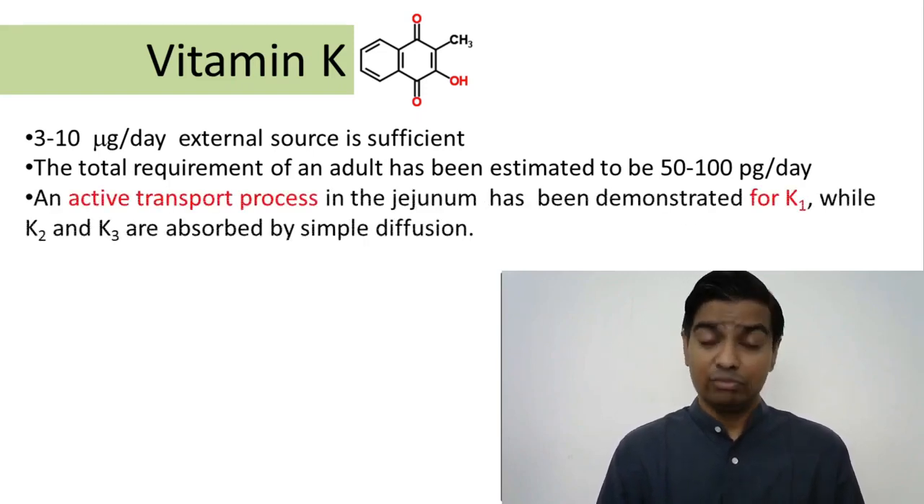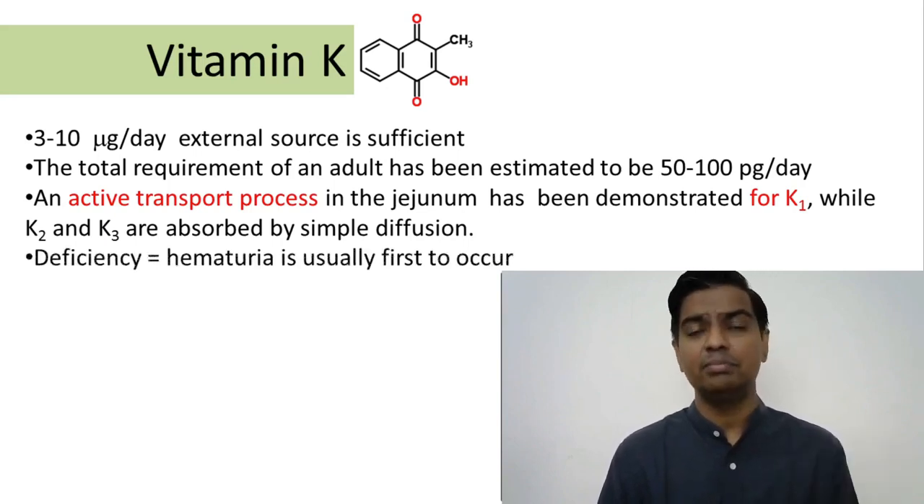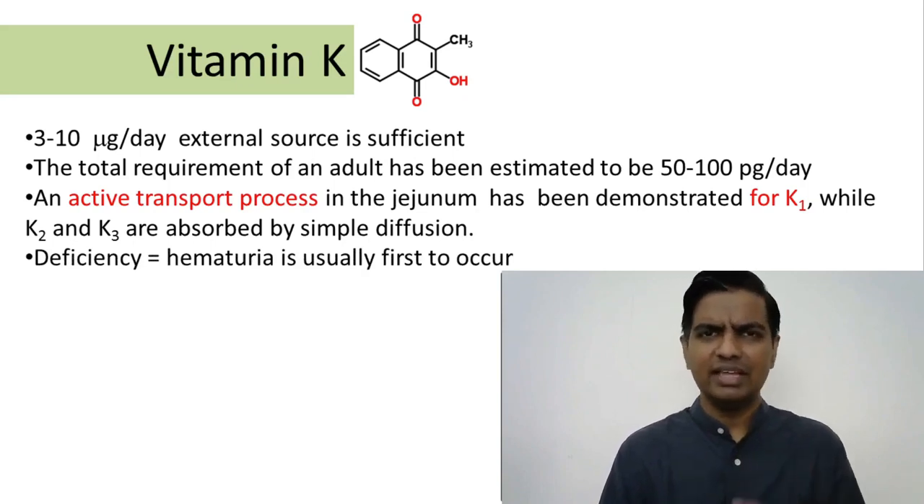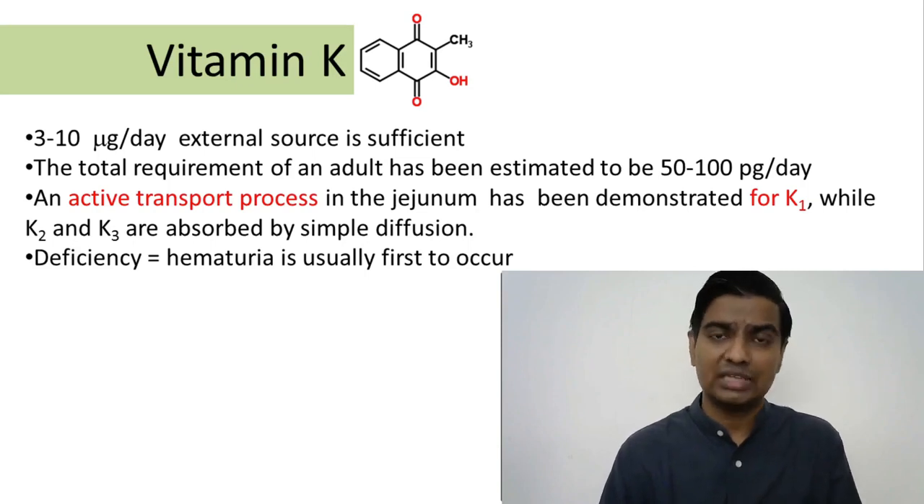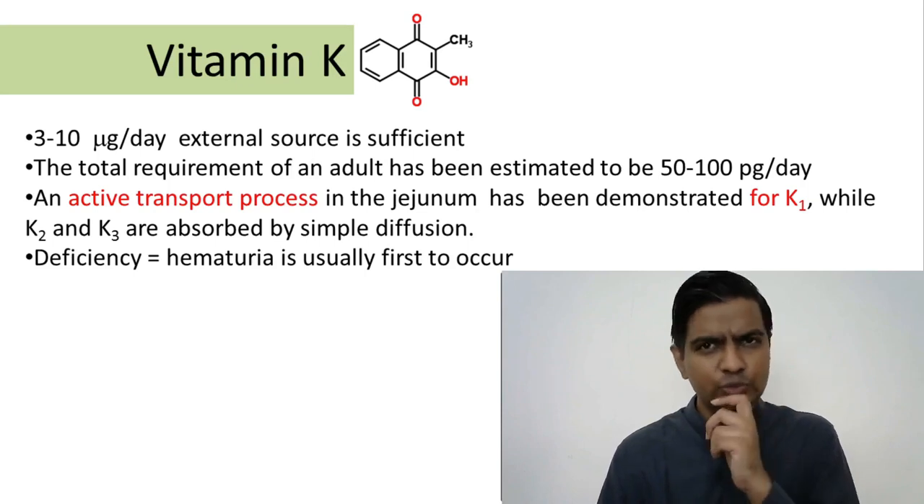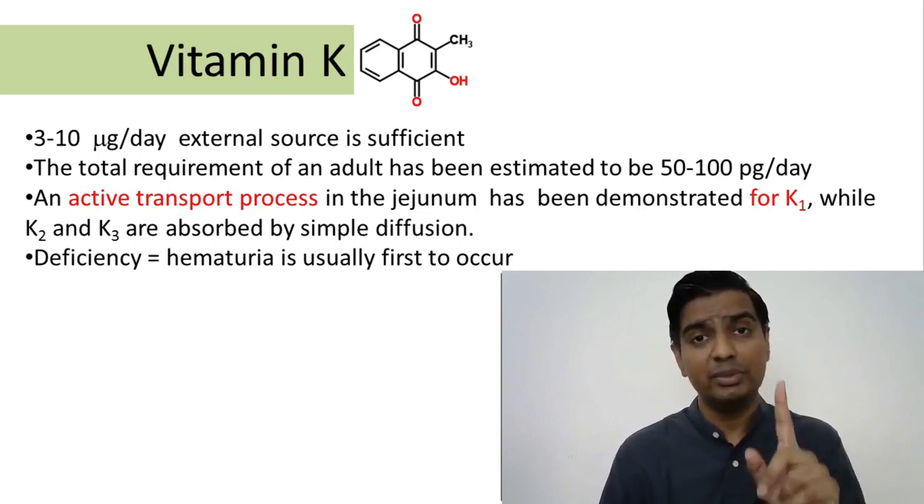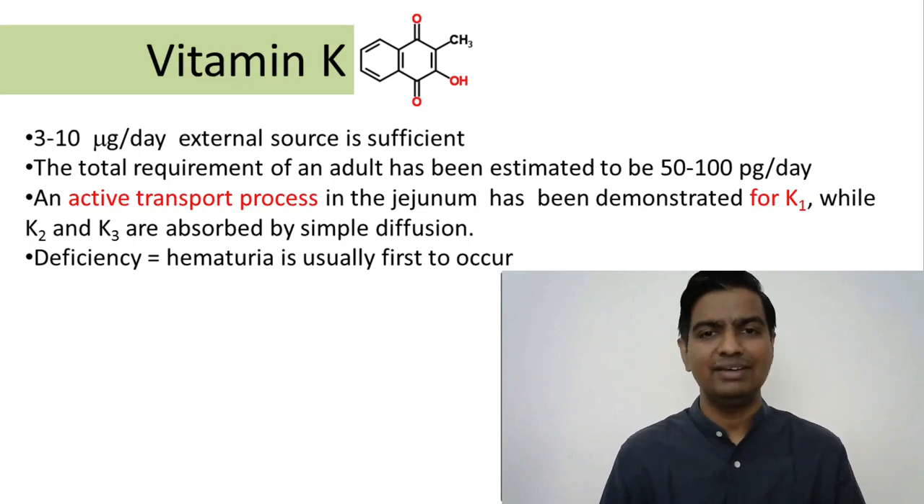Simple. We have noticed that for vitamin K1, there is an active transport process located in the jejunum. But as far as vitamin K2 and K3 are concerned, they enter the bloodstream by simple diffusion. What would happen if vitamin K is not there? Well, vitamin K is a coagulant. If it is not there, there will be no clots, and as a result, bleeding will take place. Simple. Bleeding usually manifests as hematuria for the first time. So if the patient is attentive enough, hematuria would be the first sign of vitamin K deficiency that he will notice.